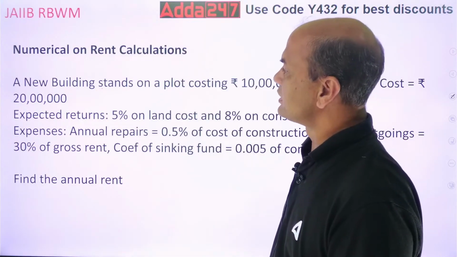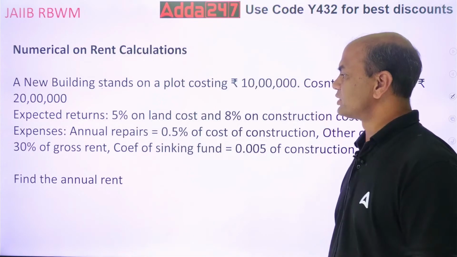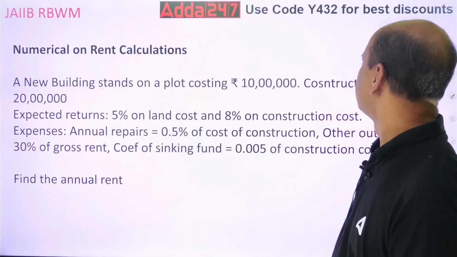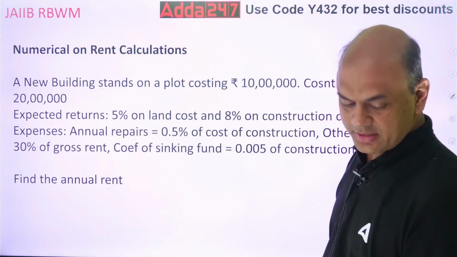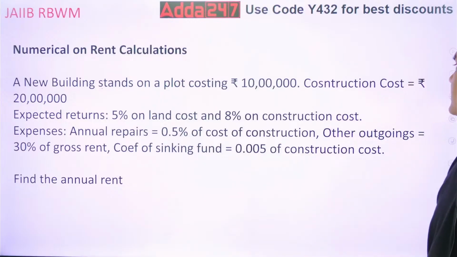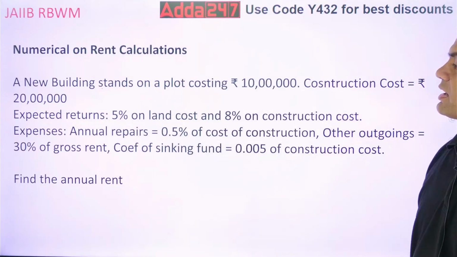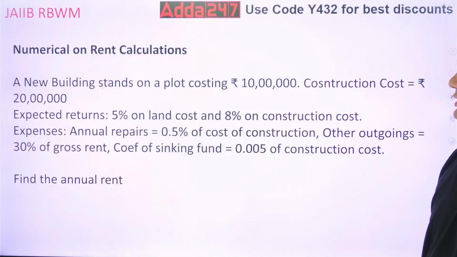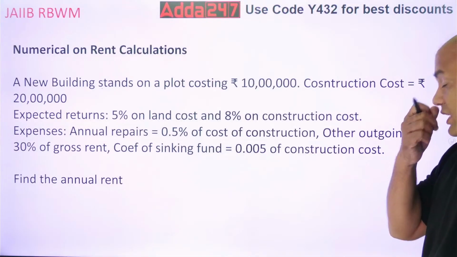Numerical on rent calculations. A new building stands on a plot costing 10 lakh. Construction cost is rupees 20 lakh. Expected returns 5% on land cost, 8% on construction cost. Expenses: annual repairs 0.5% of the construction cost. Other outgoings 30% of the gross rent. Coefficient of sinking fund 0.0005 of construction cost. Find the annual rent.